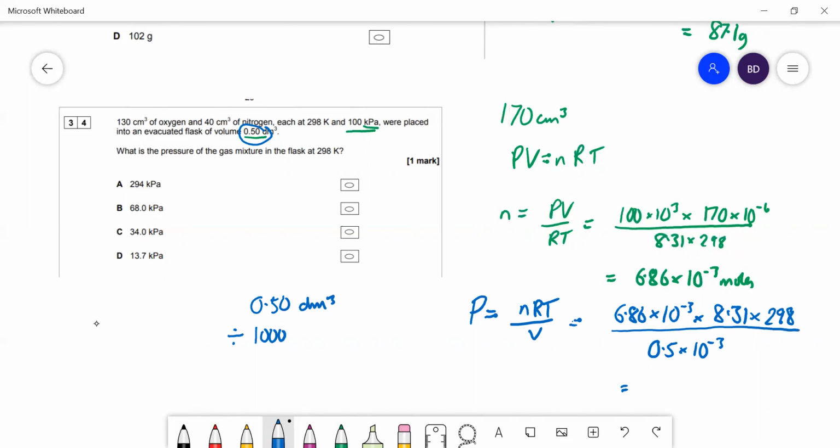34 kilopascals, 34,000 pascals. I get that to be 34 kilopascals. So that is our answer. And that is the end of the paper.